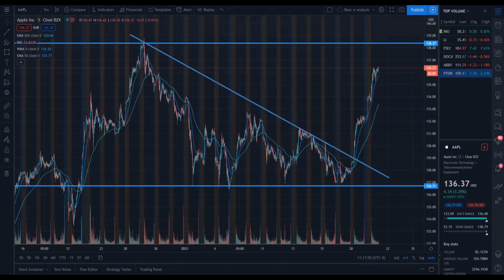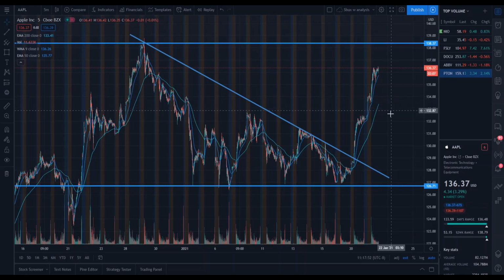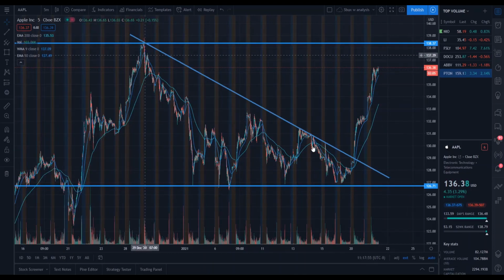Coming here on the 5-minute chart of Apple, guys, like I said, I took the trade today, and this is the wedge that you were able to see there on the larger time frame. Now, before you were looking at the 1 hour, now we're looking at the 5-minute, and this is the time frame where I like to take a lot of my trades in, guys.